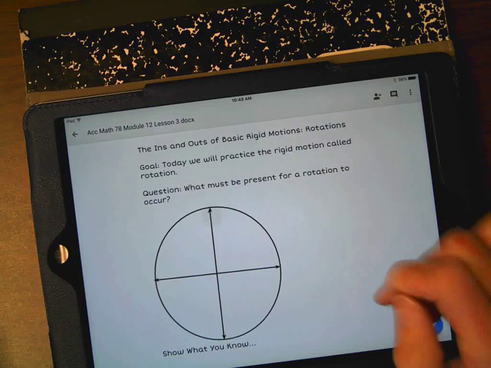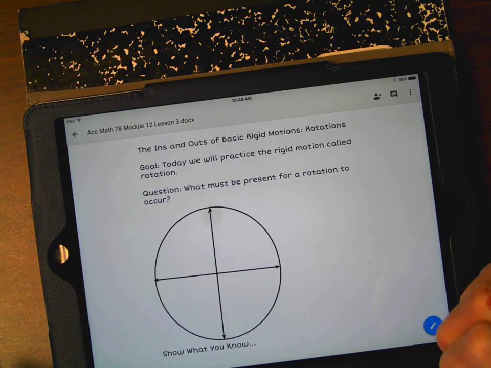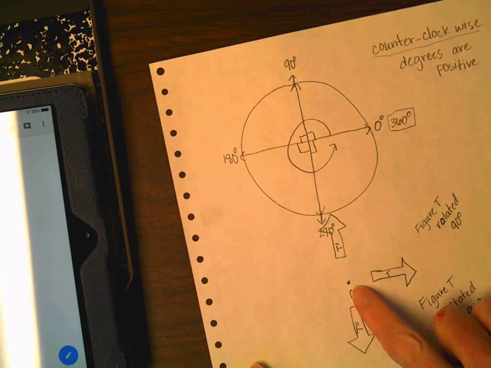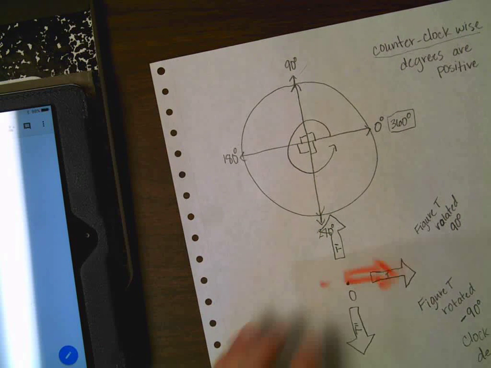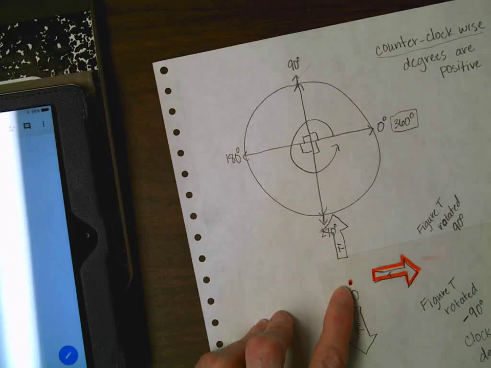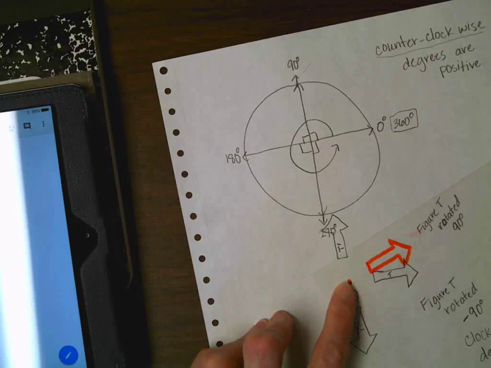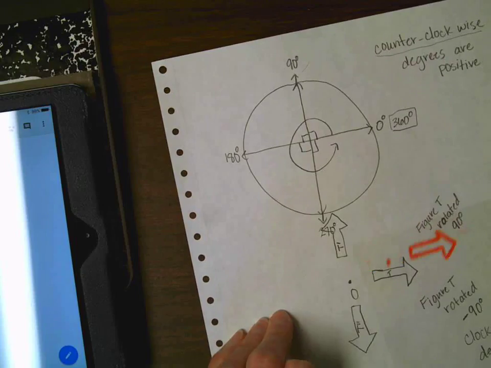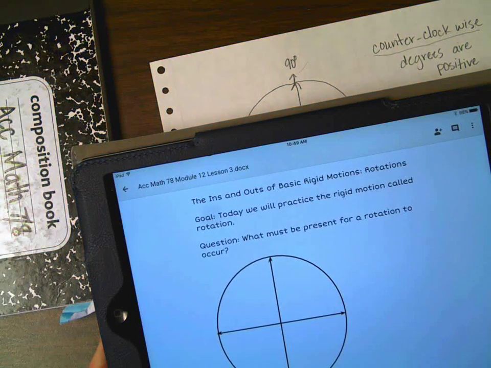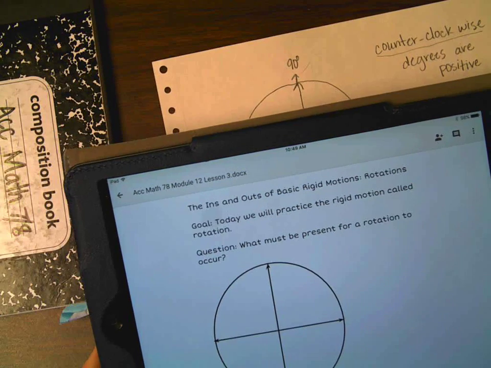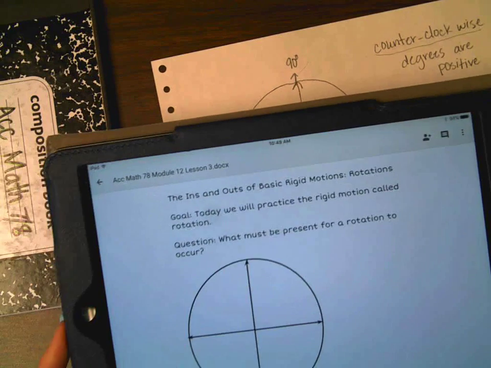So what must be present for a rotation to occur? You must have a center point. They will give you the center point. You have to use that center point because that center point is what determines how you move it. And remember, this is your center point in my drawing. And remember, on this transparency, you have to trace the center point wherever it is because that tells you how to move your figure by keeping it on the center point as you turn the transparency. Okay? So what must be present for the rotation to occur? A center point.